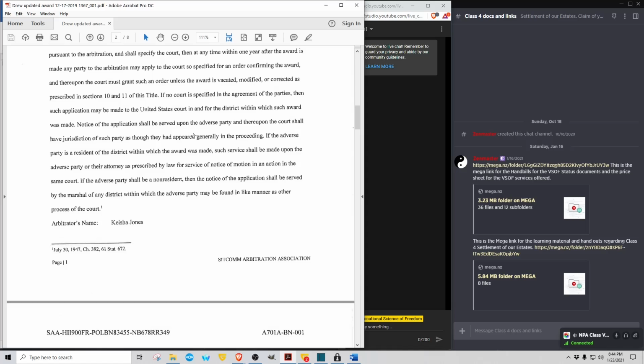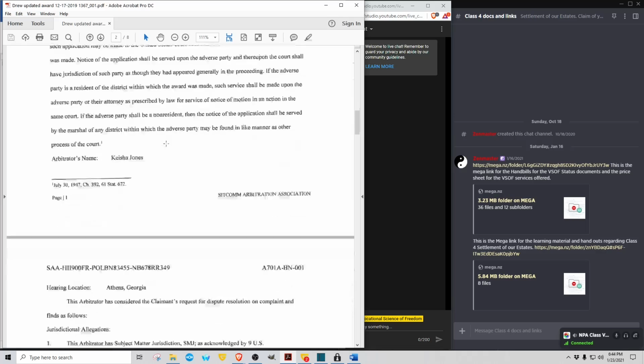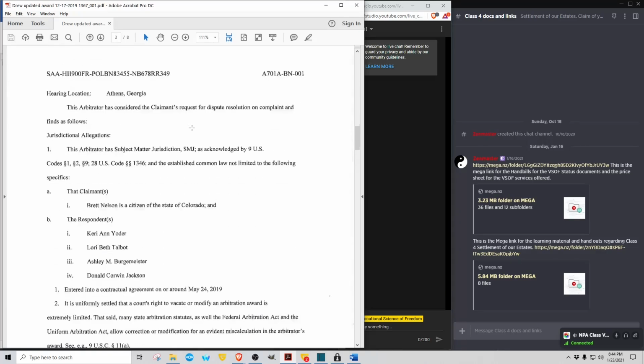Okay, if the adverse party is a resident of the district within which the award was made, such service shall be made upon the adverse party and their attorneys as prescribed by law for service of notice of motion in an action in the same court. That's just boilerplate for make sure you serve them. Okay, so there's all that.